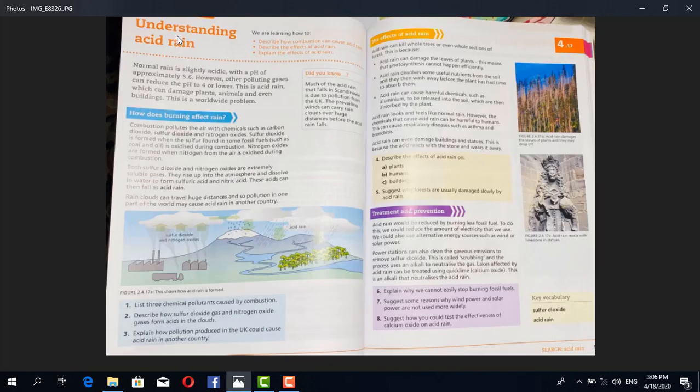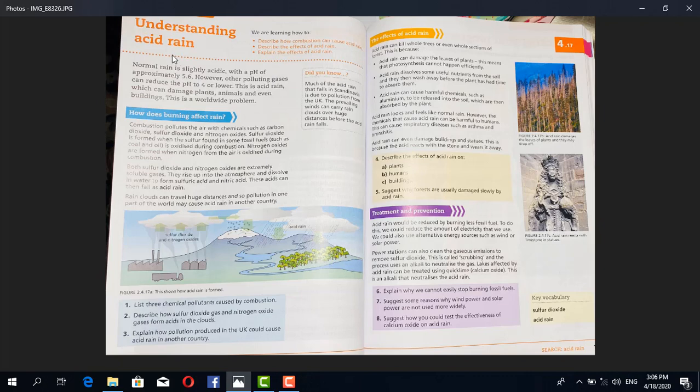Last but not least, we've got the last section and the last lesson in chemistry, which is understanding acid rain. Where does acid rain come from? For example, I'm burning coal, and when I burn coal, a lot of gases are released, and one of them is the sulfur compounds. The sulfur compounds are toxic gases, and as they continue flowing through the air, they reach where the clouds are.